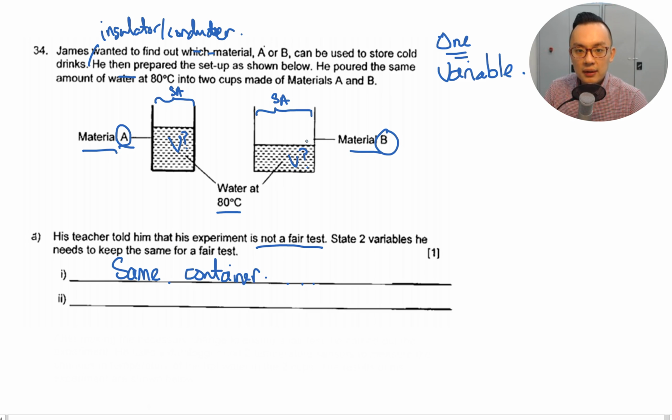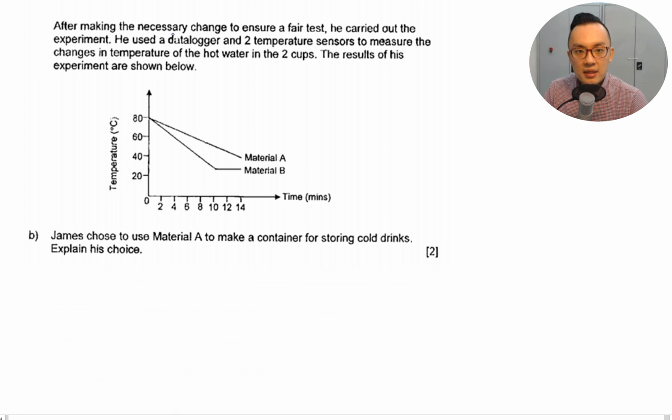And the second one is he needs to keep the same volume of water. If one of them has very little water and one of them has a lot of water, then this is not a fair test. After making the necessary change to ensure a fair test, he carried out the experiment. He used a data logger and 2 temperature sensors to measure the changes in temperature of the hot water. Results of his experiment are shown below.